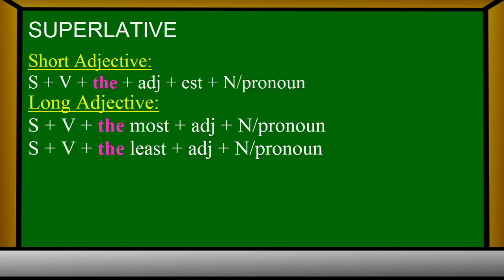The superlative. We also have long and short adjective comparisons. Let's look at these structures. Remember to add the definite article before the adjective for short ones, and before the adverb and adjective most and least. I would give you some examples to explain clearly these structures.